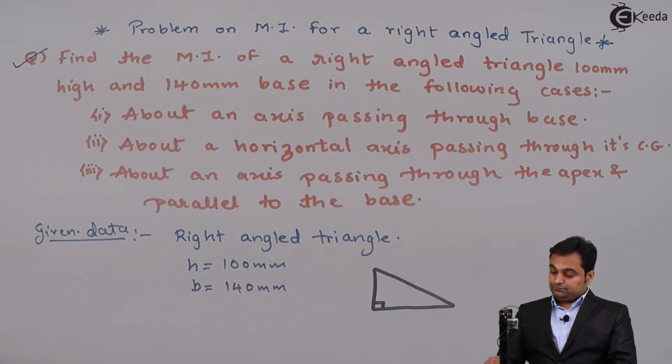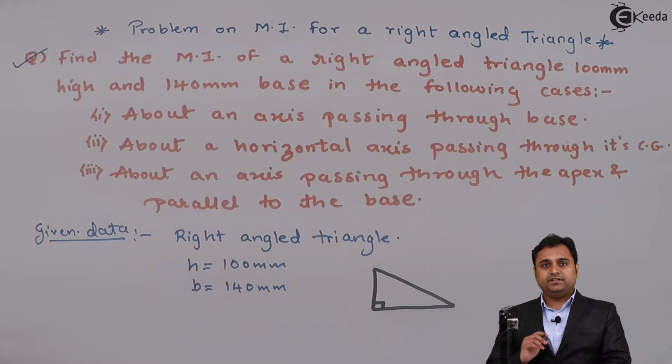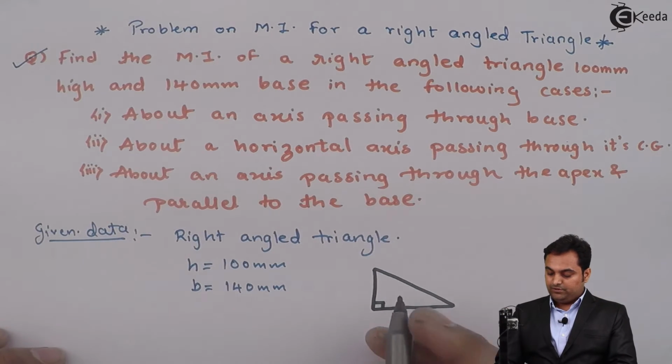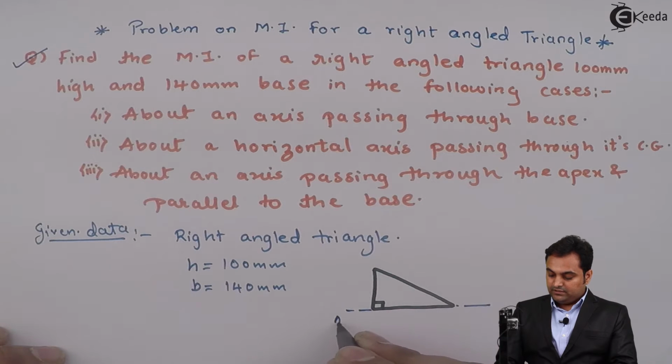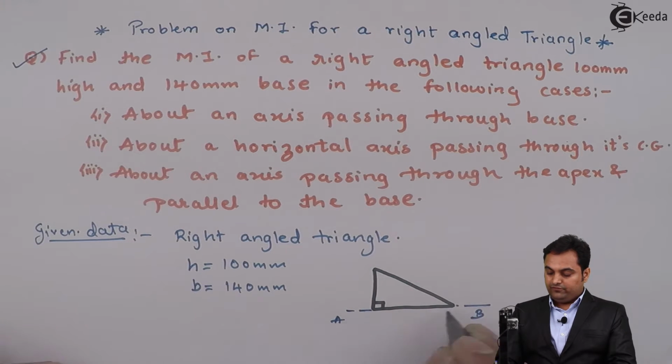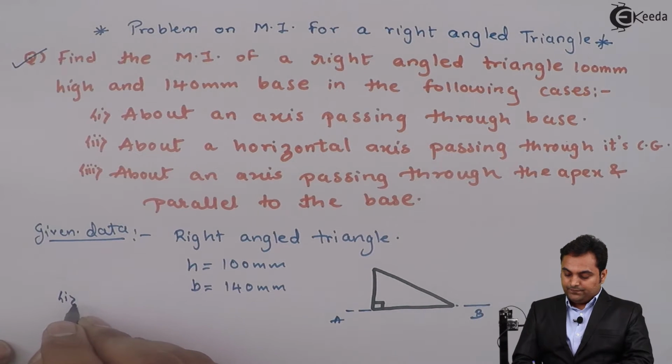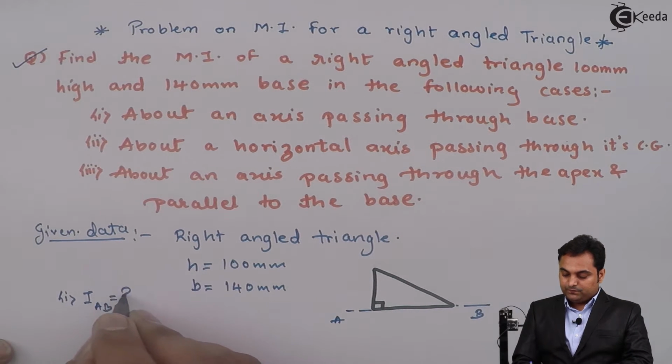Now in this right angle triangle, the first thing they are saying is to calculate MI about an axis passing through the base. So one axis is passing through the base, I'll call it as AB. So we have to find out moment of inertia about this AB. So that is I suffix AB.